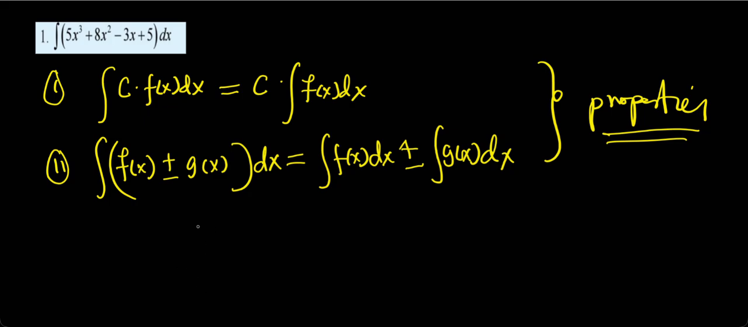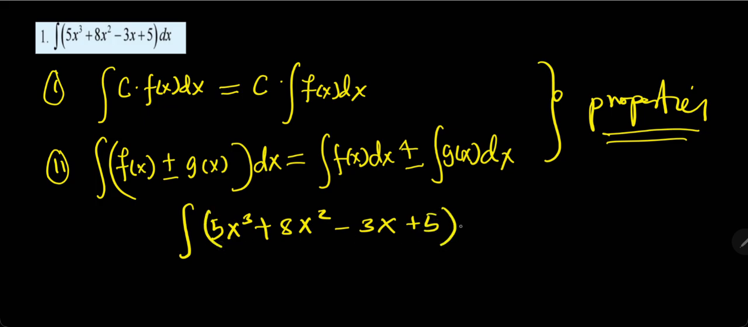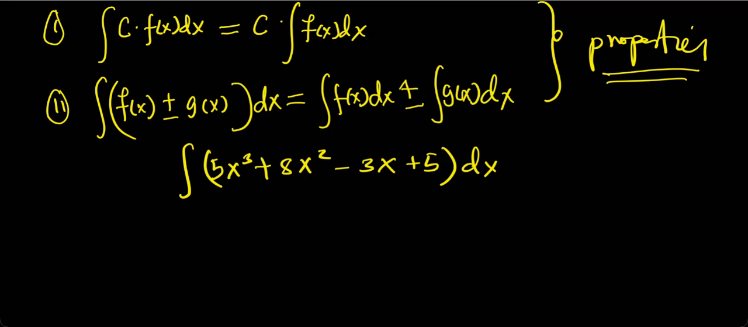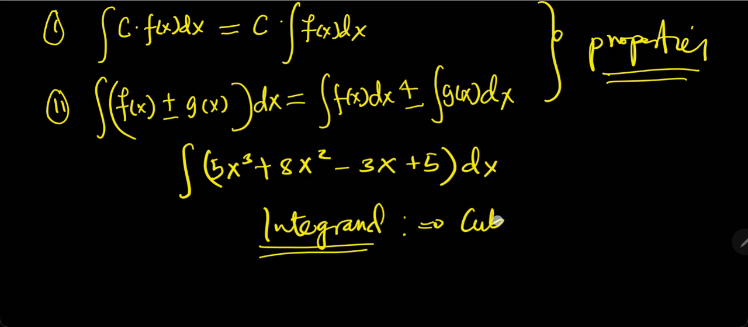So our example says we have to integrate 5x cubed plus 8x squared minus 3x plus 5. As I said in my introduction video, before you integrate a function, you need to understand what kind of integrand you have. So this is the key concept. What kind of integrand do you have? Once you know the kind of integrand, you will know which approach to use. In our case, our integrand is a cubic function. And we know that a cubic function is a polynomial function.